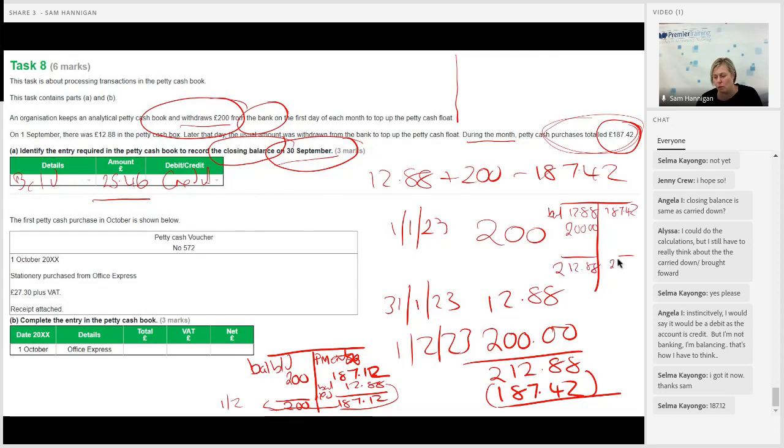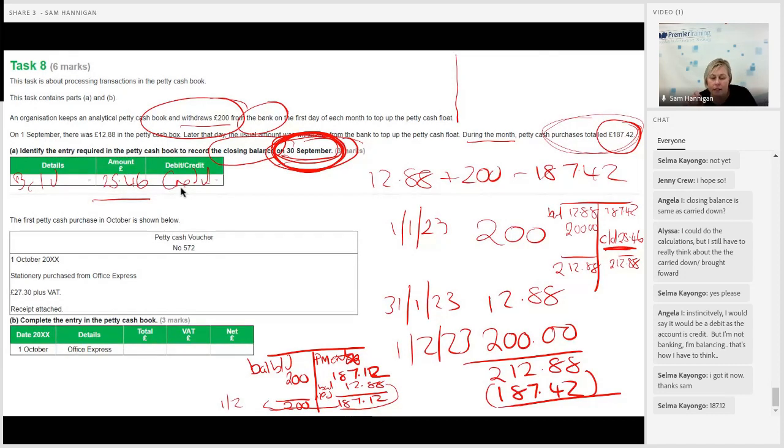212.88. The difference then at the 30th of September, it says, is the balance carried down, which is £25.46. And he specifically said the end of the month. Okay? So you would have a balance carried down of £25.46 as a credit.